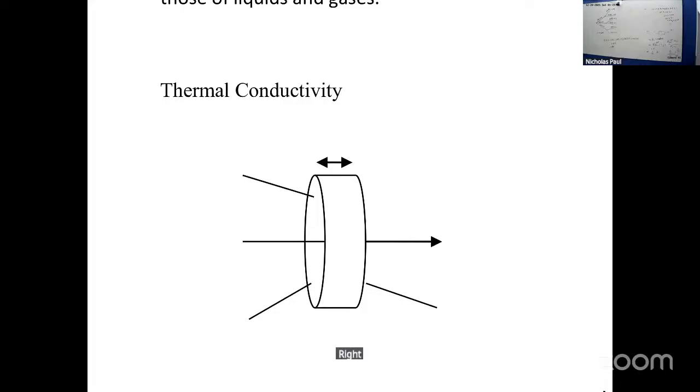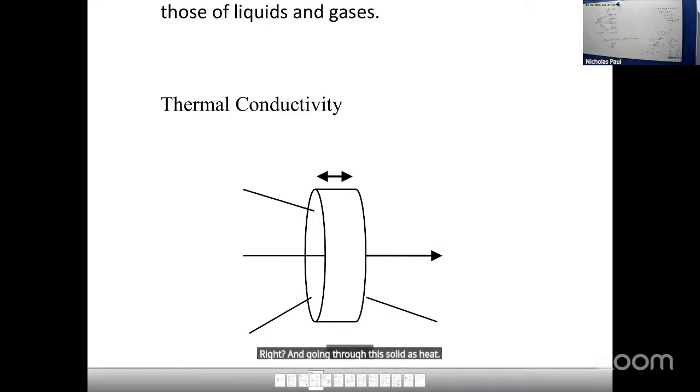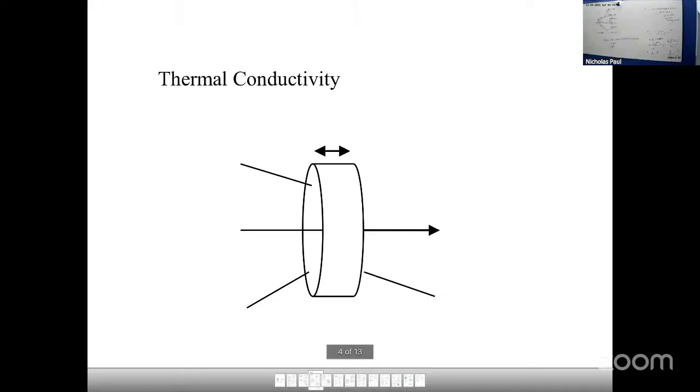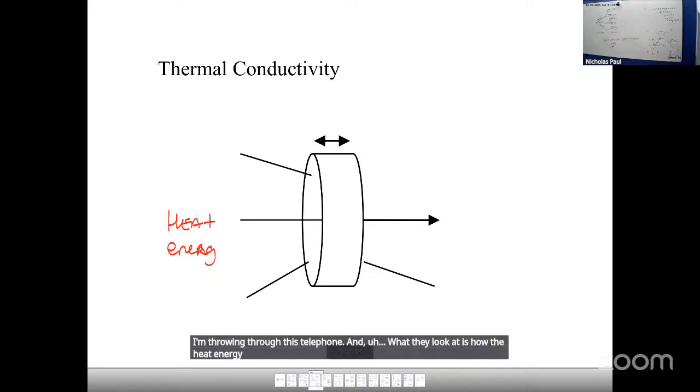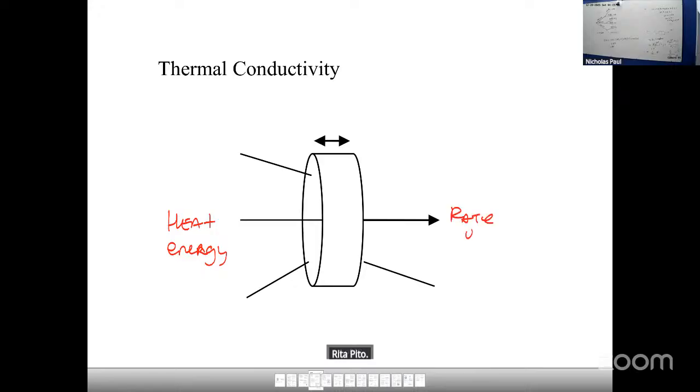Right. So watch this here. Here we have a solid, and going through this solid is heat. This is the heat energy flowing through the solid. And what they look at is how much heat energy is flowing per second. So we look at power, the rate of heat flow. What affects rate of heat flow?